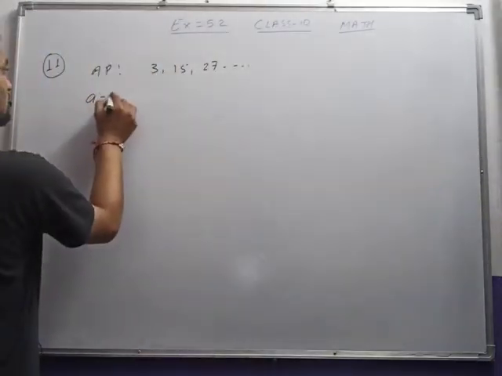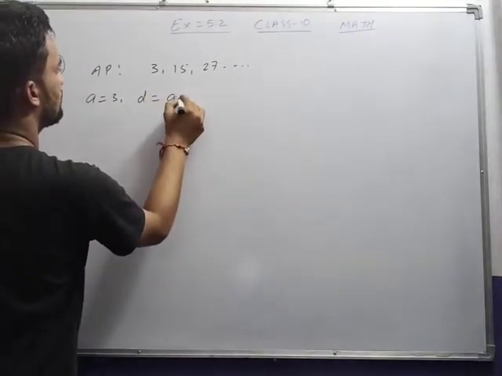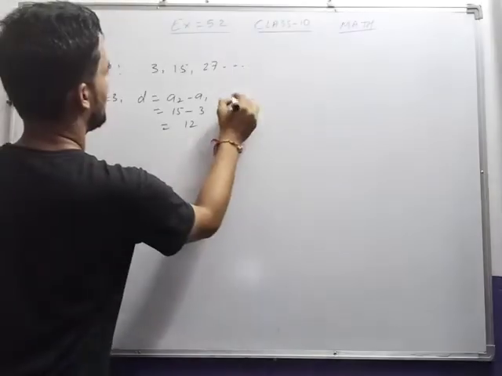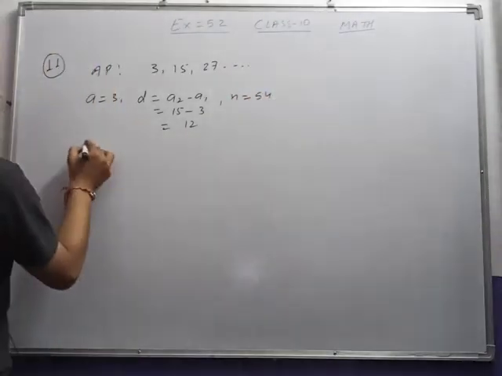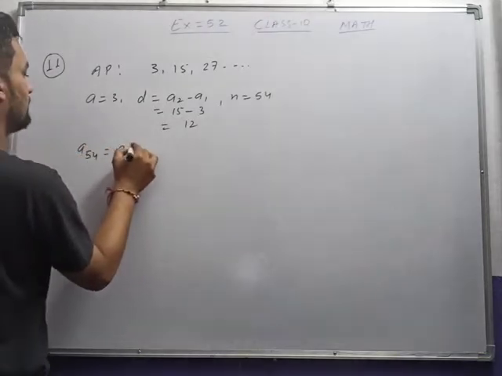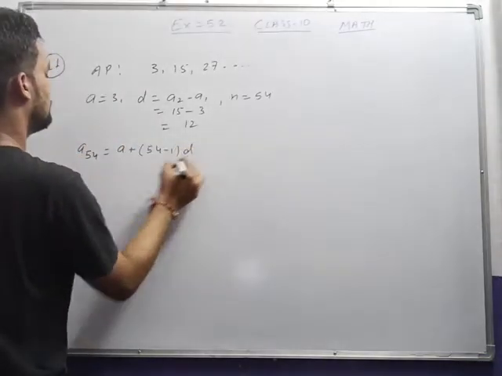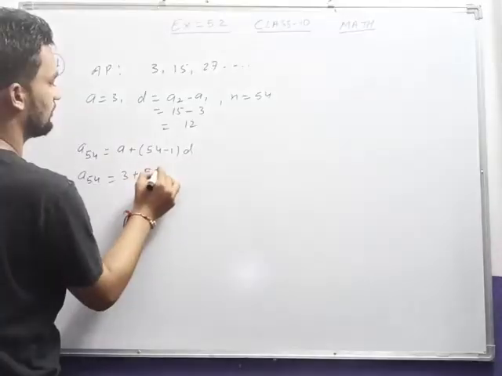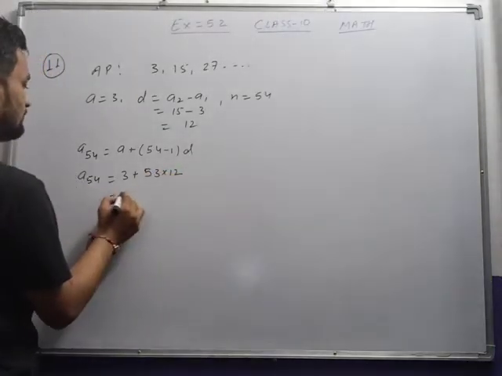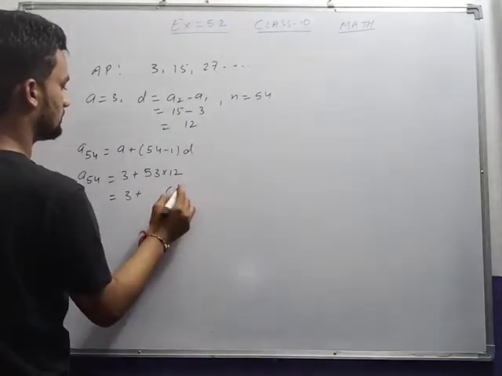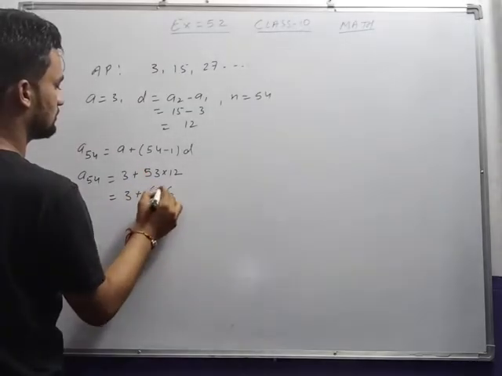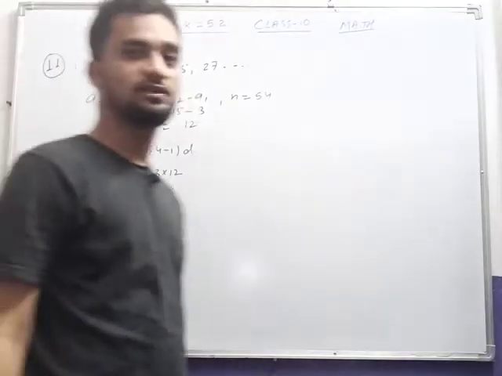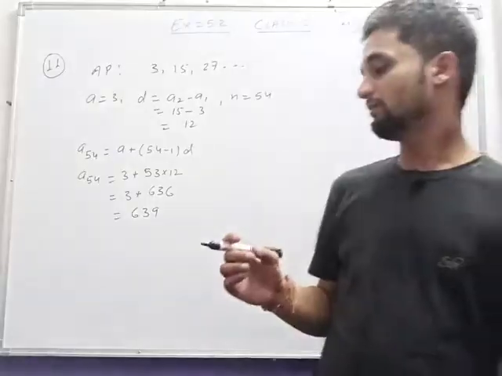So A is 3, and D is A2 minus A1, which is 15 minus 3, that is 12. N is equal to 54. So A54 will be A plus 54 minus 1 into D. So A54 must be equal to 3 plus 53 into 12, which is equal to 3 plus 636, that is 639.